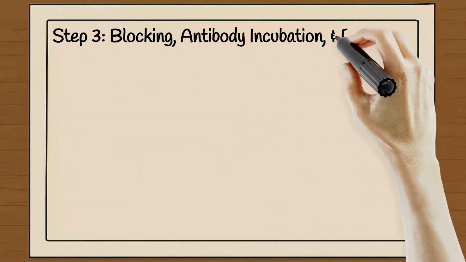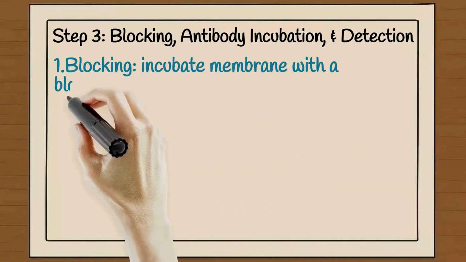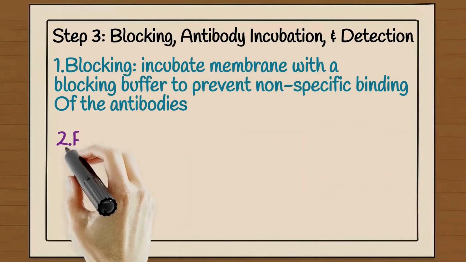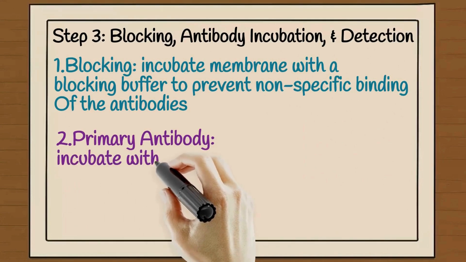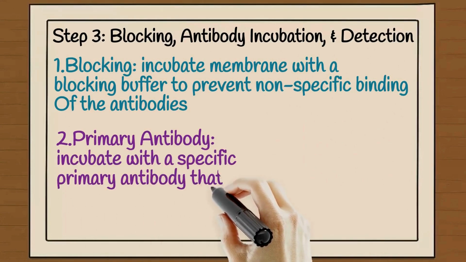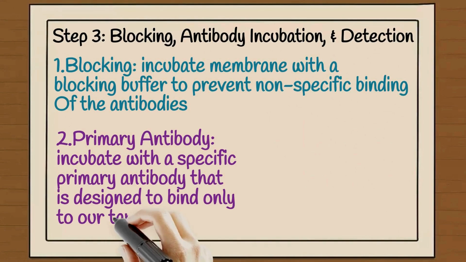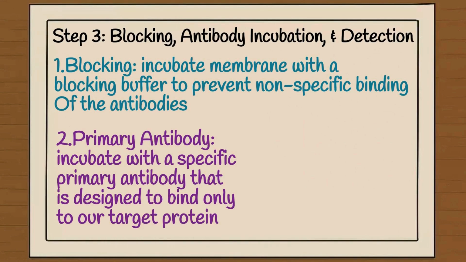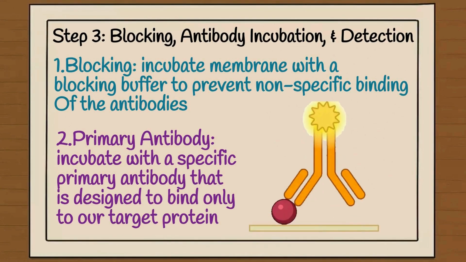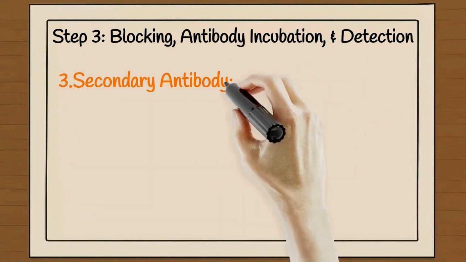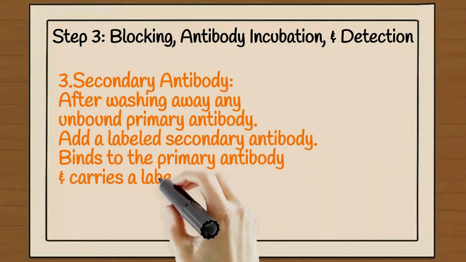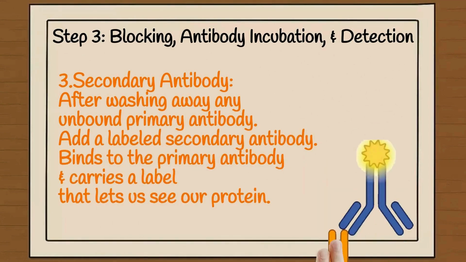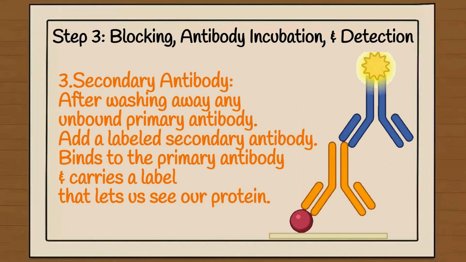Step 3. Blocking, antibody incubation, and detection. This is the heart of the Western blot. Blocking. We first incubate our membrane with a blocking buffer to prevent non-specific binding of the antibodies. Primary antibody. We then incubate with a specific primary antibody that is designed to bind only to our target protein. Secondary antibody. After washing away any unbound primary antibody, we add a labeled secondary antibody. This one binds to the primary antibody and carries a label that lets us see our protein.